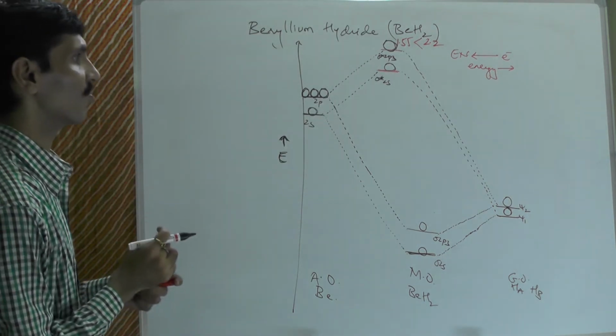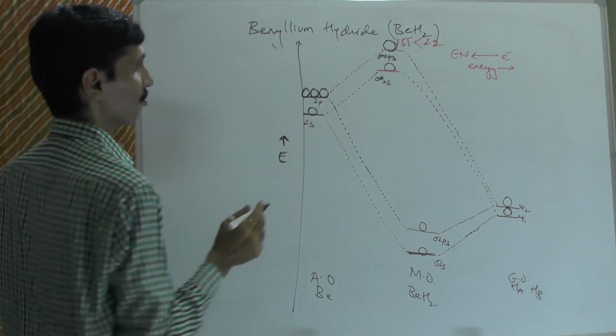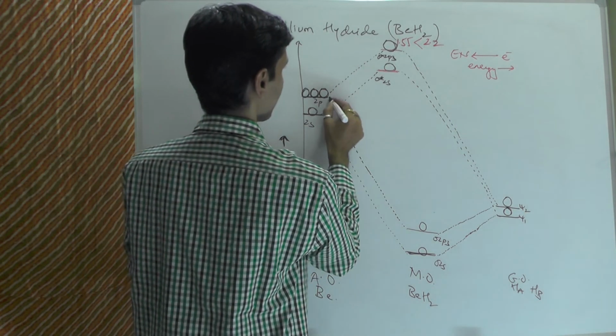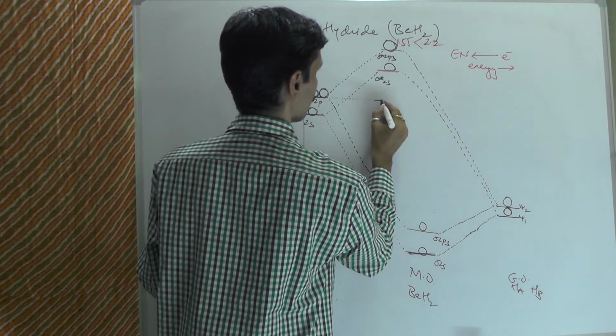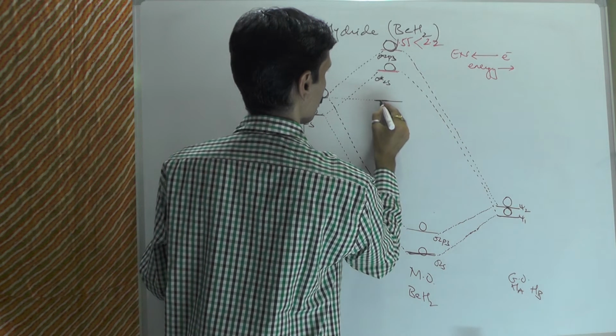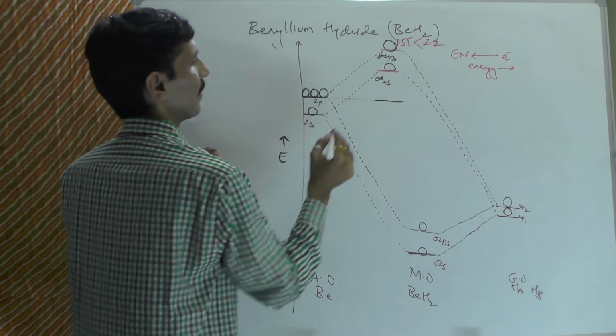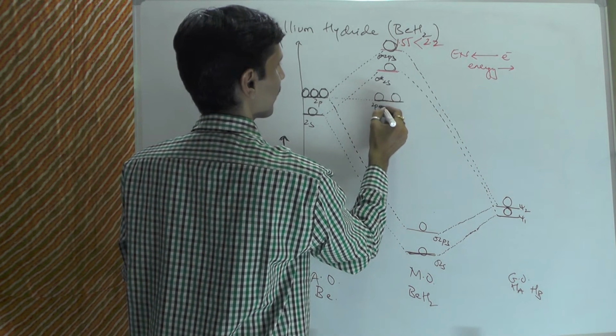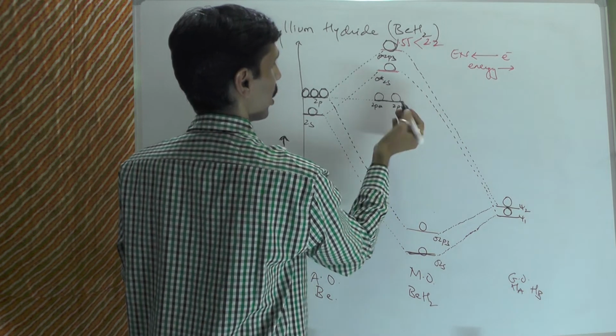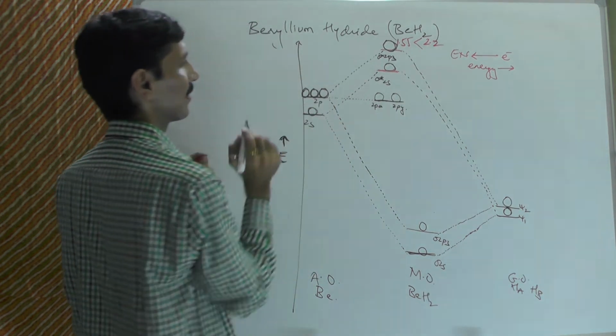Alright? Now comes the non-bonding. So they are not involved at all in the entire process. So I show a straight line like this, and 2 of them, 2px, 2py. They are non-bonding and they are localized only on what? The central beryllium.